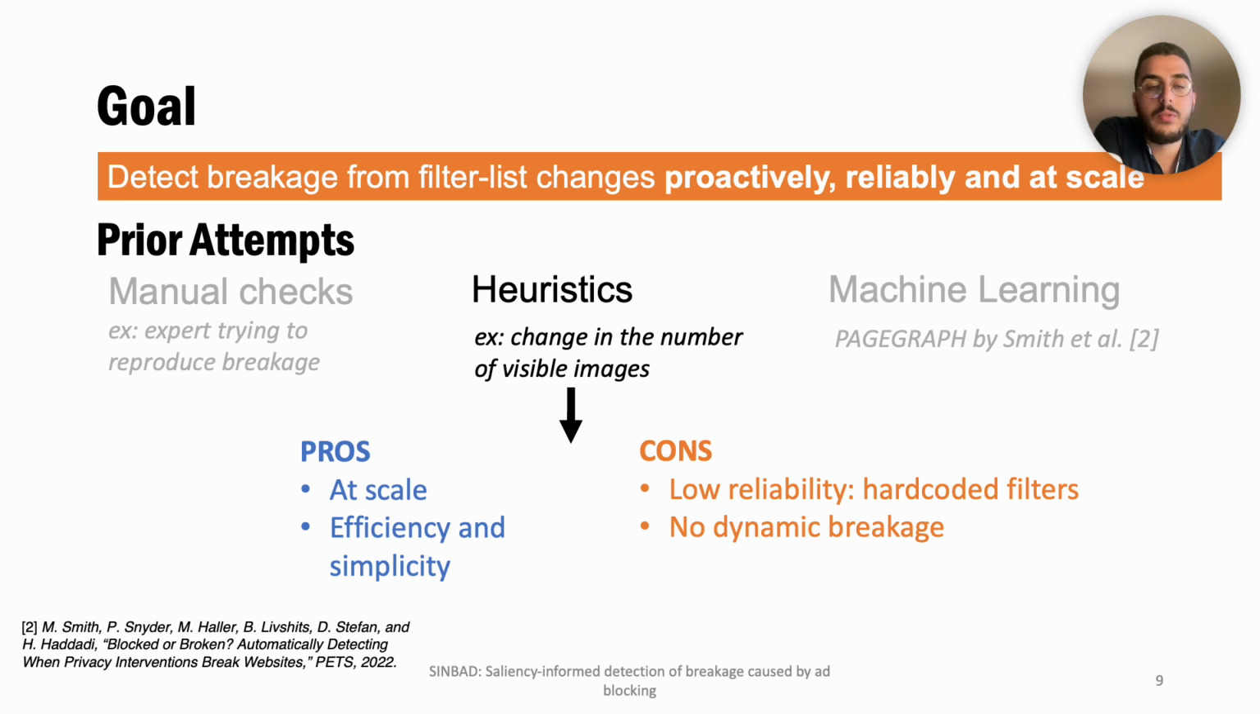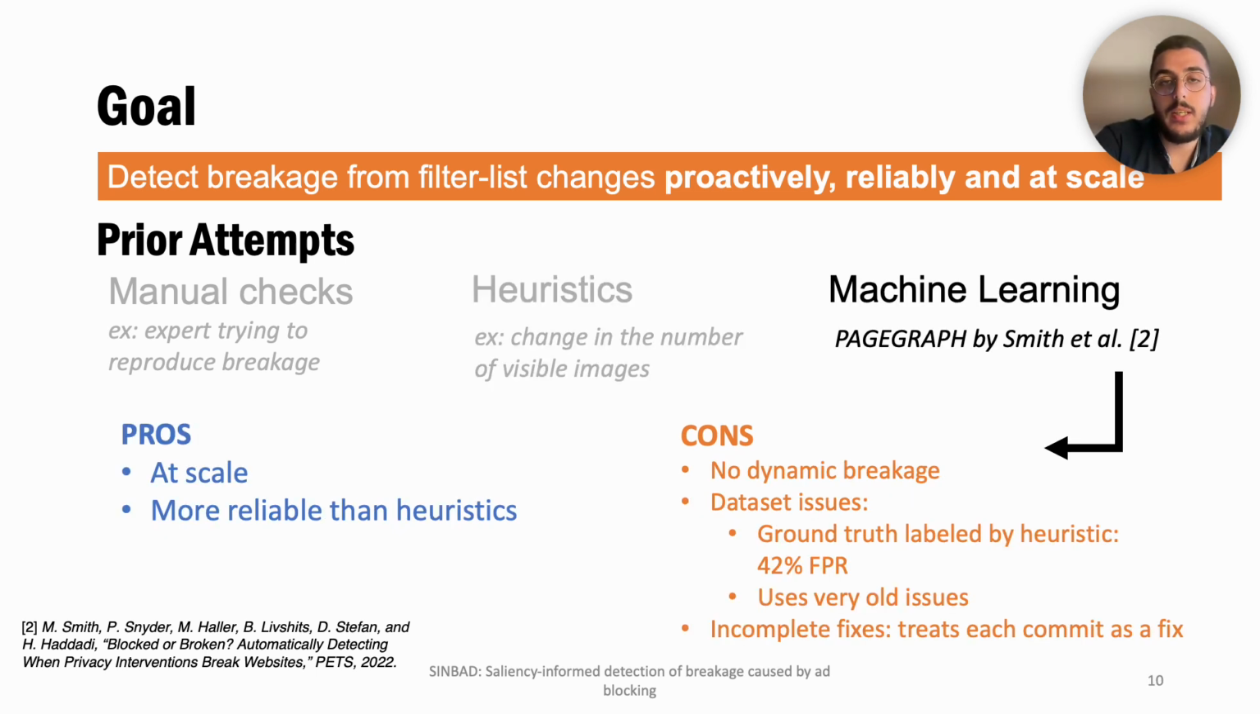The second category of techniques uses heuristics, which are simple comparisons between visits under two versions of an ad blocker. For example, a decrease in the number of images might be indicative of breakage. While they are simple enough and require minimal overhead, our study shows that they have high error rates. On top of that, they don't perform interactions, missing dynamic breakage.